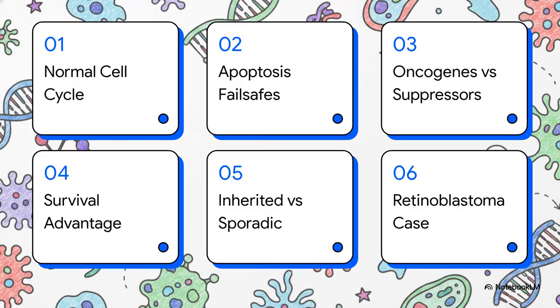Okay, here's our game plan for today. We're starting with the normal cell cycle and its built-in fail-safes. Then, we'll shift gears to the security breach itself, comparing oncogenes with tumor suppressors and seeing exactly how cancer gains its survival advantage. And finally, we'll tie the whole shebang together by looking at sporadic versus inherited cancers, capping it off with a classic clinical case of retinoblastoma.